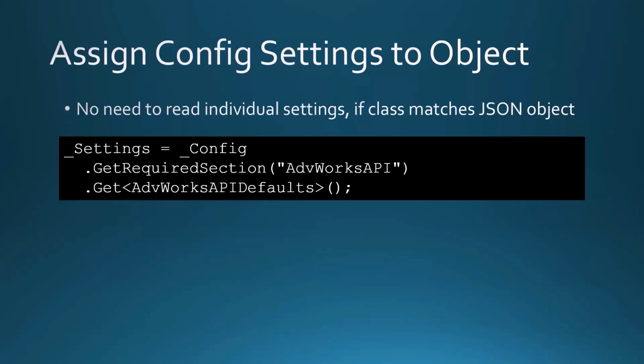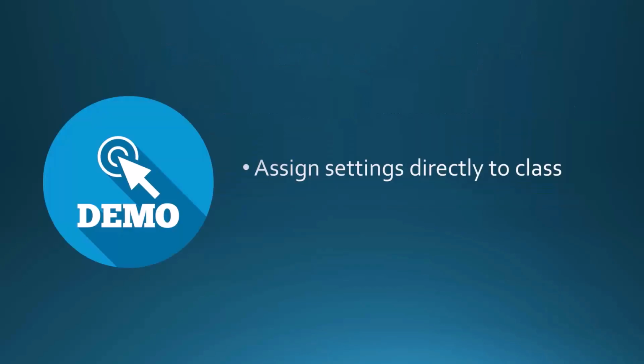Now here's one of the great things that Microsoft did. If you create your JSON object with the same property names that match your class, you don't need to read them individually like I just did. Instead, you can use the config.GetRequiredSection, and you grab that AdventureWorks API, and it'll read all of those values and put them into a new instance of the AdventureWorks API defaults. Let's take a look at assigning settings directly to a class.